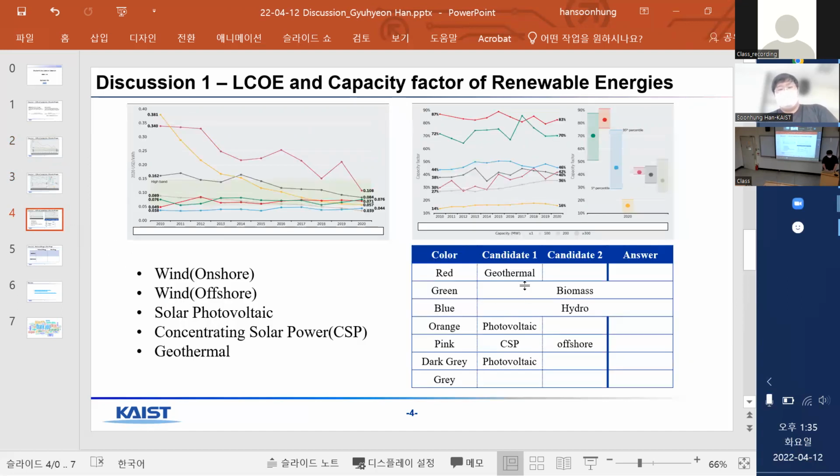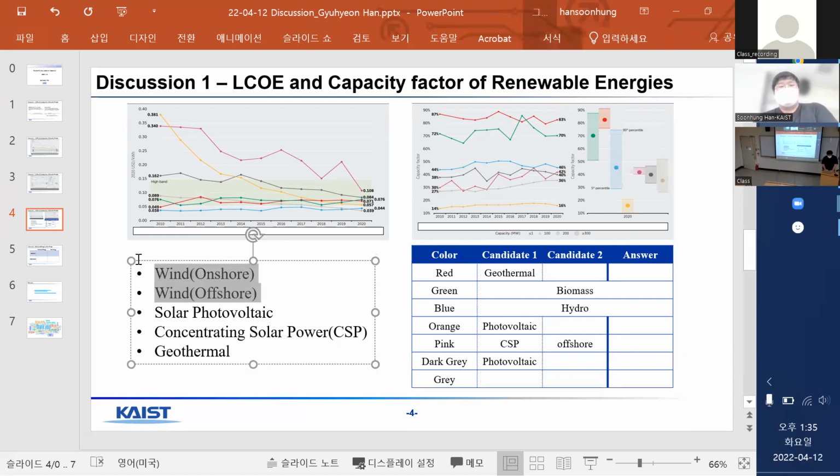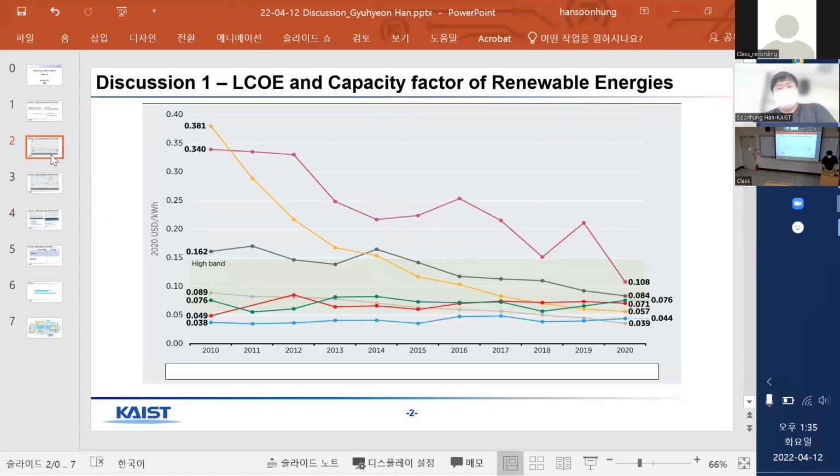Okay, then we have the last one, the gray. And we have a conflict with dark gray and orange. Basically, most of them are correct. And the point is, what is the wind generation color? Both grays are about wind generation, but which one is offshore and which is onshore?